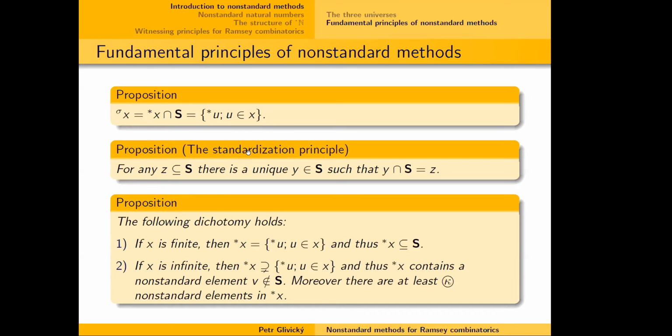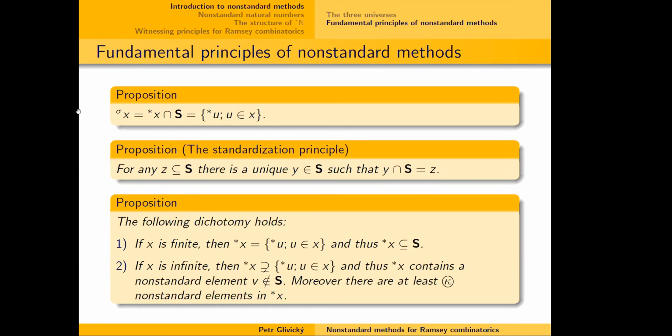A complementary, or reversed, thing about the standard part is the so-called standardization principle, which says that not only is every standard part of any set just the set of the standard elements which are in the original, but also any set of standard elements, any set of elements like star U, where U is in X, is of this form. So any set of standard elements is actually the standard part of some set.